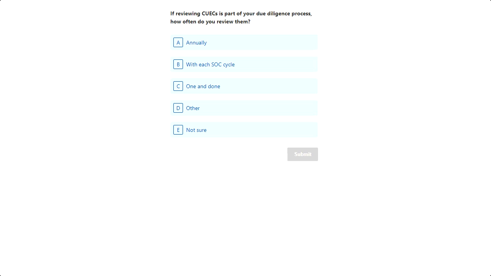Our third and final poll question is, if reviewing CUECs is part of your due diligence process, how often do you review them? Annually, with each SOC cycle, one and done, other, or not sure?